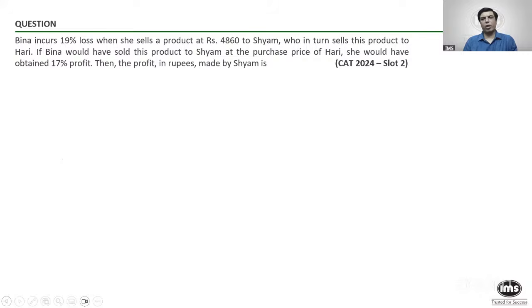Now, this time we will not have as many methods because there is no need for X. The selling price of Bina is already known to us. So there won't be any X methods, but we can still solve by at least two different ways. First thing I can say is Bina incurs 19% loss. Now, as we know that if you are selling something at 19% loss, then your selling price is 81% of your cost price. So how much is the cost price of Bina?